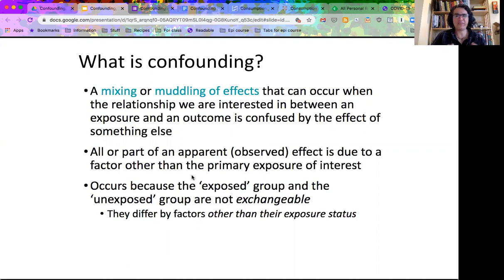It's when we have this kind of mixing or muddling up where there's an exposure we're interested in and an outcome we're interested in, but there's something else that's an important part of the story, and where part of the apparent effect is not due to the exposure that we care about, but rather due to this something else. And that happens when the exposed group and the unexposed group are different in other ways. They're not different just because of the exposure, but there are other things that go with that, like the fact that the drivers of mopeds were a lot more likely to be wearing helmets than the passengers were. So that's this idea of confounding.